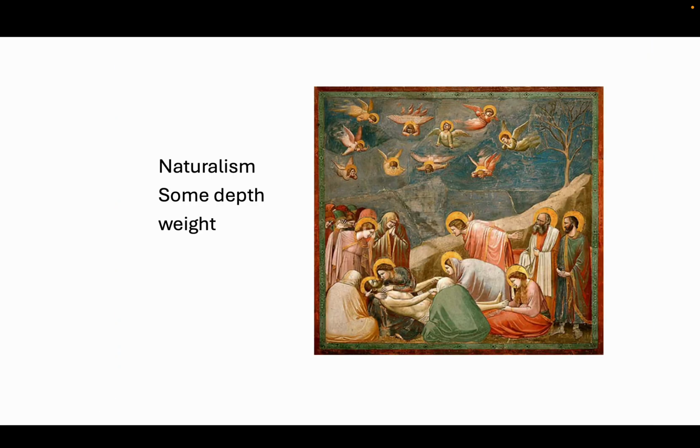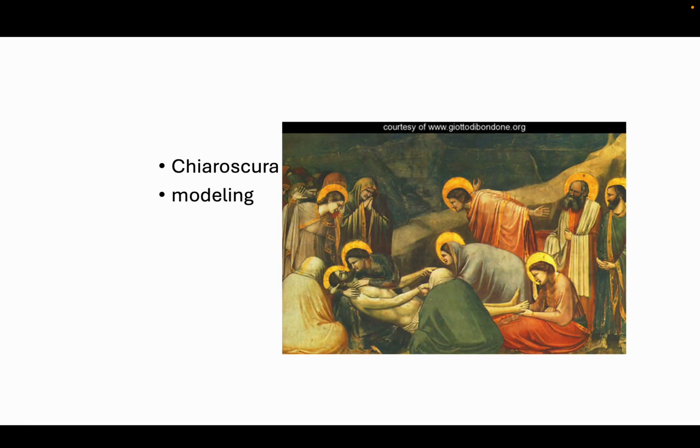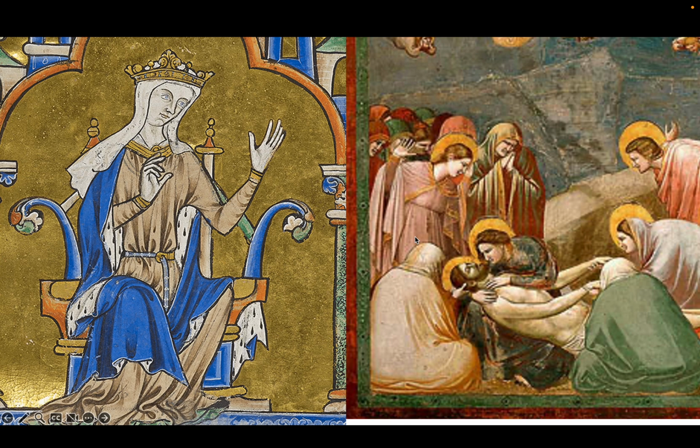That's the chapel. Naturalism, some weight, some depth. It looks like a stage. It has actual depth and actual feeling. Modeling is where you change the color and it looks like it has depth. Chiaroscuro is dark and white. Dark in the background, white, it makes it pop forward. All right, Gothic, Proto-Renaissance. Now the Northern Renaissance we did yesterday because it's more Gothic and stylized.